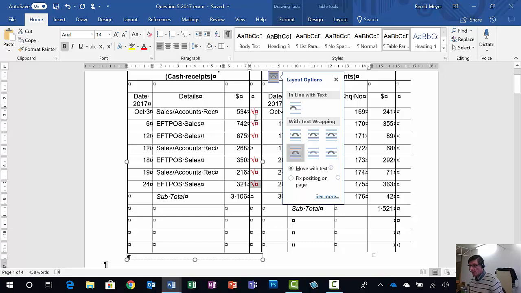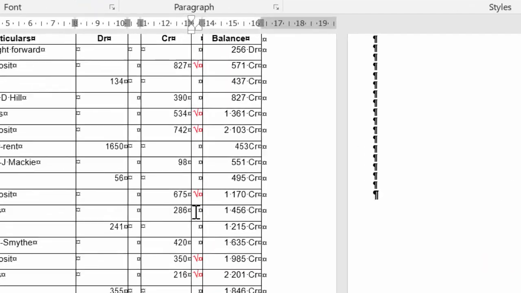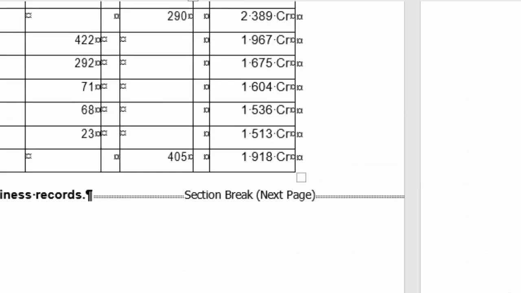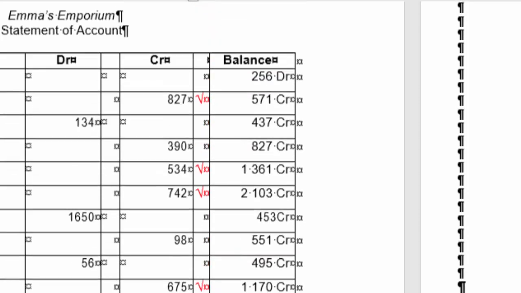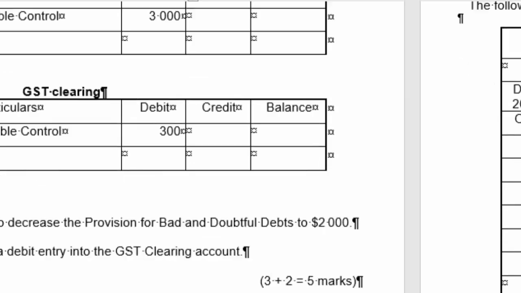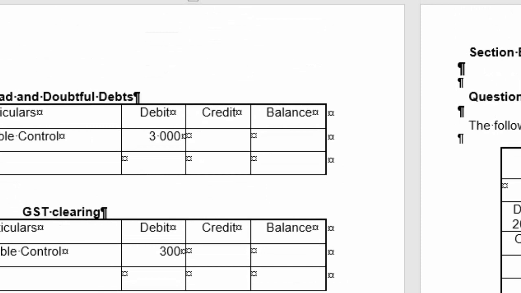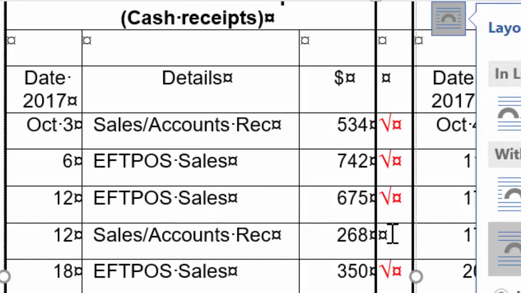Okay, I'm back. You'll see that I've done a few more ticks here. There's this item here on the 12th for 268. There's a problem here because on the bank statement it says it's 286. The question says any errors are in the business record. So this 286, I'm going to tick it for now, but I have to adjust the error in the cash receipts, which is here. So that should be 286.